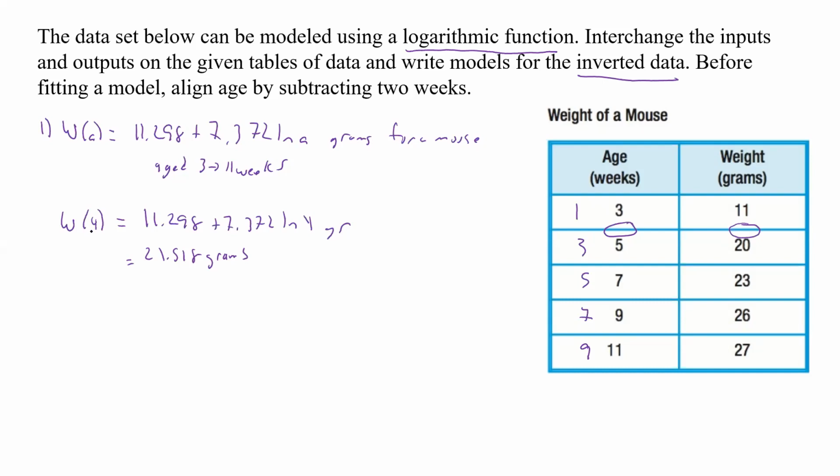And so if we want the actual age 4, what we have to plug in is that value there, which is 2. And so this one is not the right one. So you have to be careful on what you plug in. And it's always good to check your table to see if the number aligns within that number, and it doesn't. And so then you can say, oh yeah, it should be really -2. So it's W2. It's 11.298 plus 7.372 ln of 2 grams now.